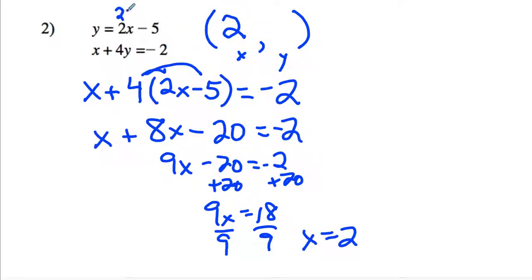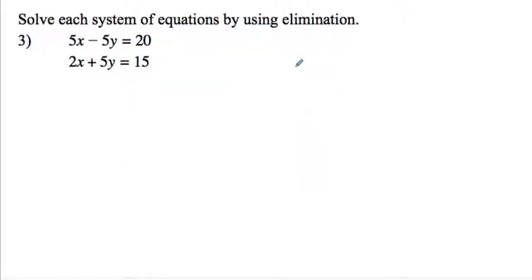So 2 times 2 minus 5. That's 4 minus 5 is -1. So my y should be -1. I'm just going to kind of mentally do that here. Let's see, x is 2. 4 times -1 would be -4. 2 plus -4 is equal to -2. So I just confirmed that that is indeed the solution. Okay? All right, problem number 3, we're going to use a different method.